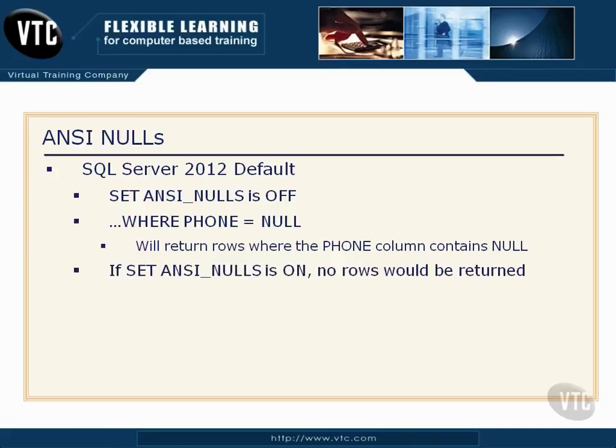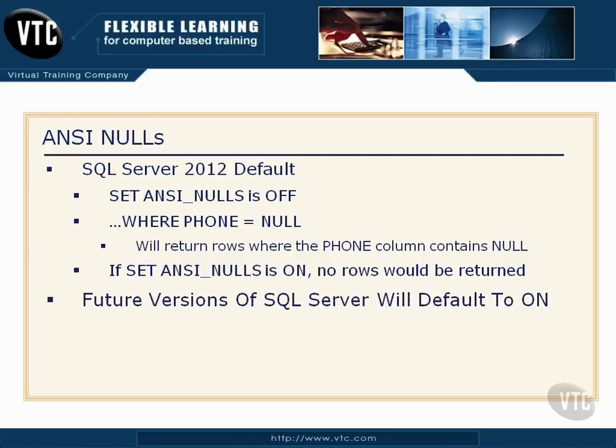But if I set the ANSI nulls to on, no rows would be returned because it starts to really adhere to logic and it says, wait a minute, you can't equal an unknown value. How would you ever know? It's unknown. So, here's all you need to understand. Right now, you can get away with it. We've been trained this way with Access and dBase and all these other old tools.